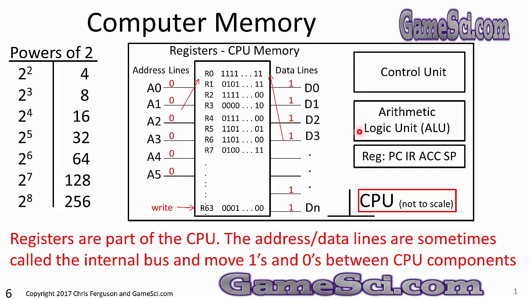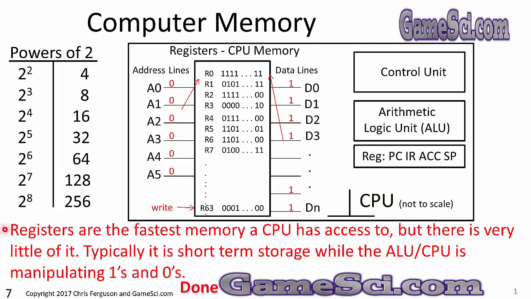The arithmetic logic unit, or ALU, performs the math and logic operations within the CPU. There are several special purpose registers: the program counter, the instruction register, the accumulator, the stack pointer. These are all special purpose registers. This memory over here is what we call general purpose registers, internal storage to the CPU. Registers are the fastest memory a CPU has access to, but there is very little of it. Typically, it is short-term storage while the ALU/CPU is manipulating ones and zeros.